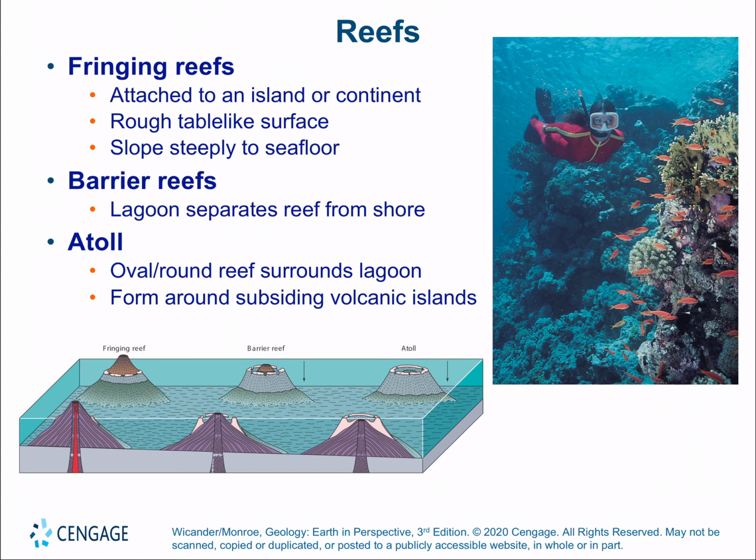Your barrier reefs, on the other hand, which is shown by the middle picture, there's always going to be a lagoon that separates the reef from the shore. And then the last picture shows an atoll, which is an oval or a rounded reef, and it's surrounded by a lagoon. So an atoll will form around a subsiding volcanic island.